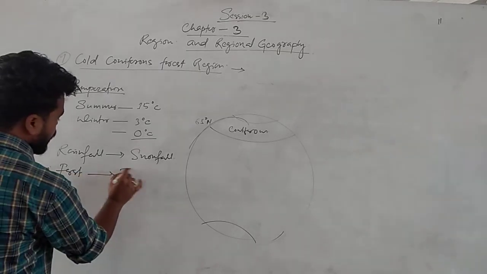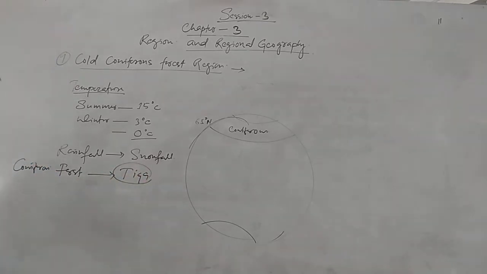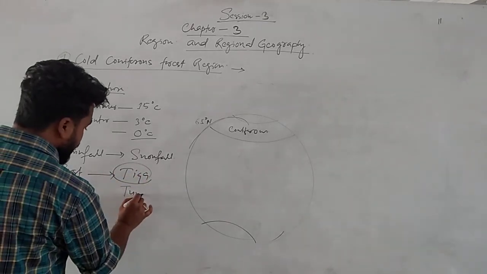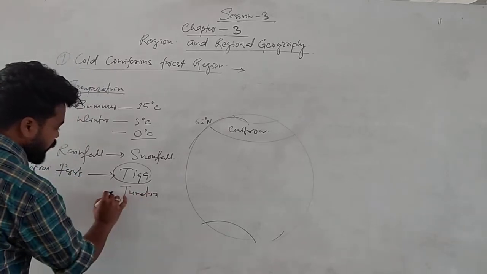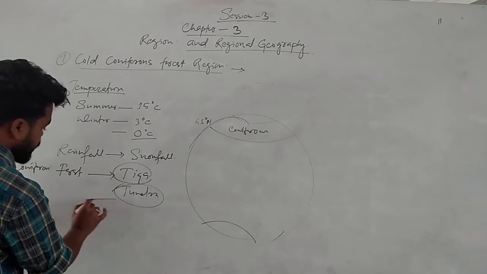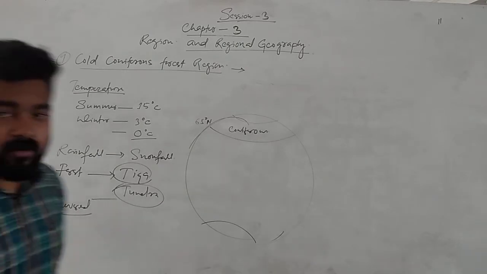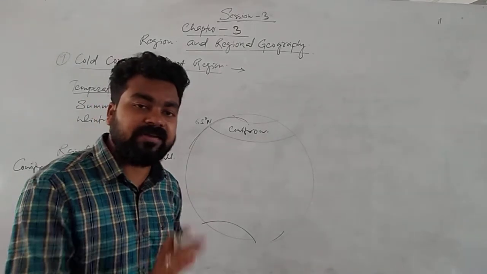That forest is called taiga. Please remember taiga. And tundra. Another region is there, tundra, but tundra is not a forest. What is the difference between taiga and tundra? The tundra region is totally ice covered, or ice covered most of the time of the year.